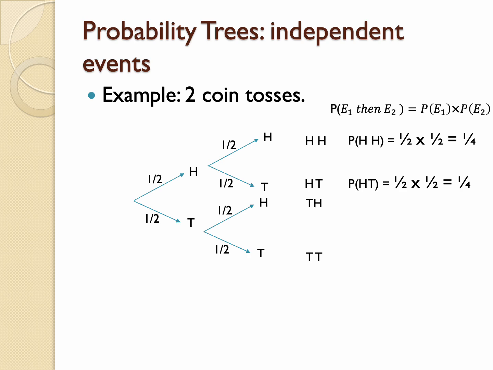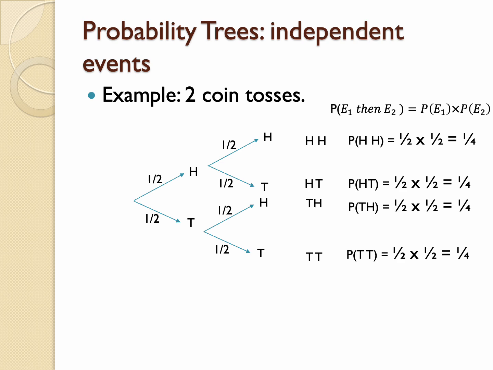Similarly, the probability of tail then head, which is the third event, is still 1/4, and again I'll highlight the path leading to that end result. And finally the last, which is the probability of tail and tail, is again 1/4. So again the probabilities multiply along the way.